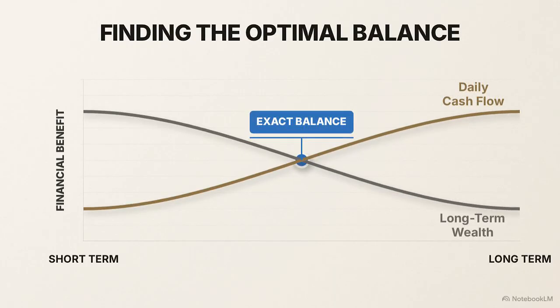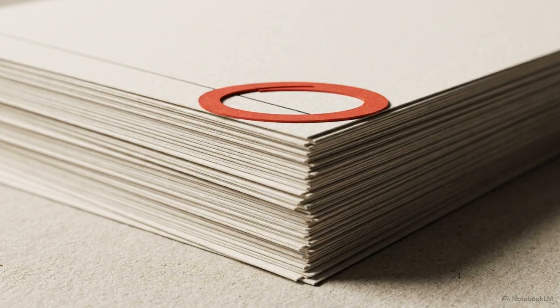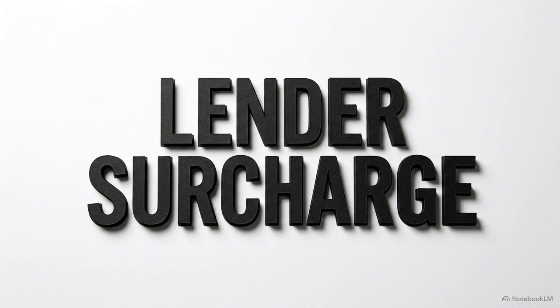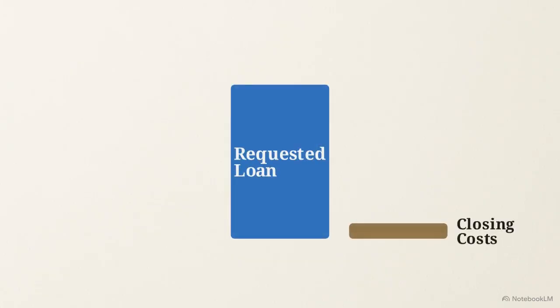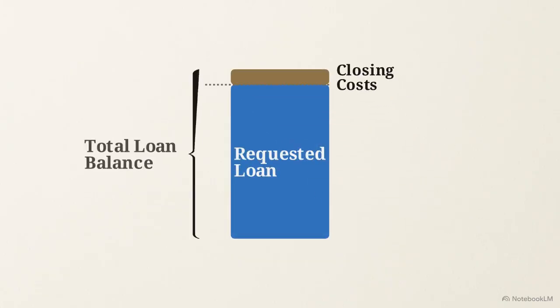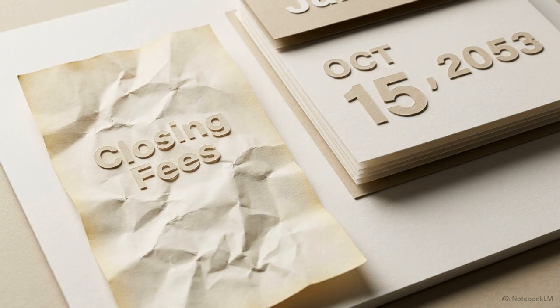The final hidden variable the calculator exposes is the upfront friction of lender closing costs, which typically run between 2 and 5% of your total loan. A common tactic is to roll these closing fees directly into the requested loan amount so you avoid paying out of pocket at the closing table. Financing those closing costs means you are now paying decades of compound interest on the fees themselves.